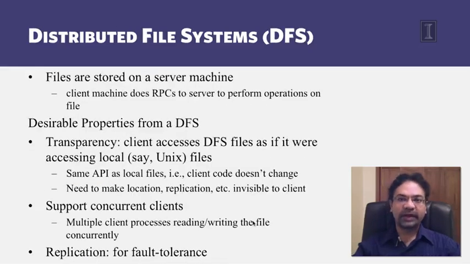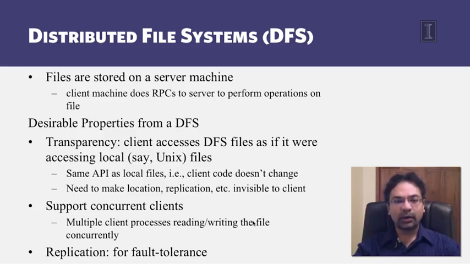So what about distributed file systems? So far we have discussed a case where the client process that is accessing the file system is using the same operating system as the file system itself, and the file system was running inside the OS. What happens when you have clients running on different machines and on different OSs than the server, which is running on a different OS? Well, the files are stored on a server machine in these cases. The client process does RPCs, or remote procedure calls, to the server process in order to perform operations on the file.